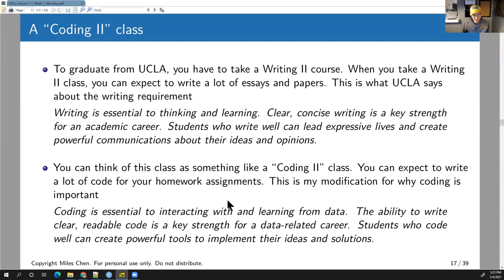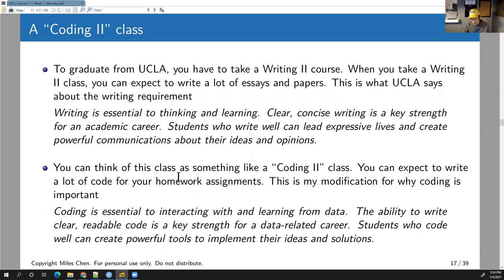Now, coding 2 is not a requirement to graduate, but if you're gonna major in statistics, I'd like to think of this as that, right? UCLA makes you take writing 2. This is what they say on their website about writing 2 and why it's important: writing is essential to thinking and learning, and clear, concise writing is a key strength, and so on. And it's true, you need to be able to write. And as far as careers in data, coding is an essential skill, okay?